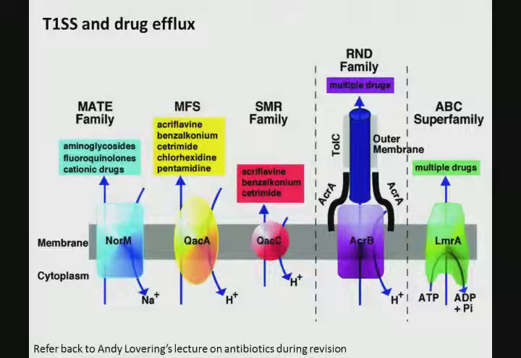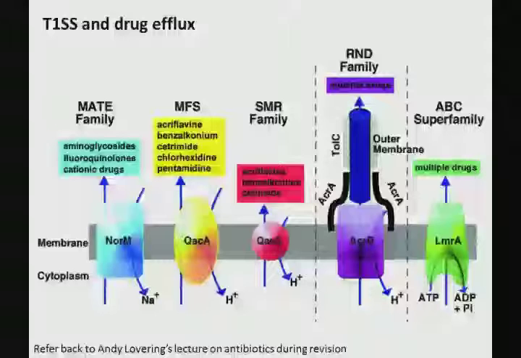There are just some more type 1 secretion systems. That's to show you that most of them are associated with drug efflux, and you've probably come across them, and when you revise, you should refer back to Andrew Levering's lectures, because he talks about antibiotics and resistance and drug efflux a lot as well. And I'm sure he's got a much more interesting perspective on that than I have. But that's just to say lots of different organisms have them.